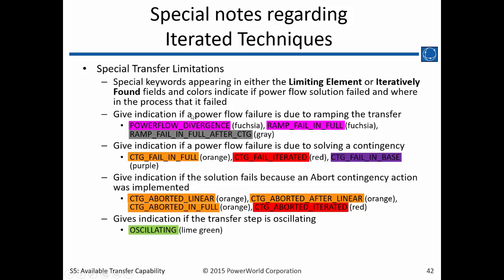And then these slides explain a little bit more about the different colors that you could see. Some of these are kind of rare. If everything solves properly, then in the iterated methods you'd either see the cyan or the yellow. But if the power flow fails at a certain point, then you might get some of these different color codes.